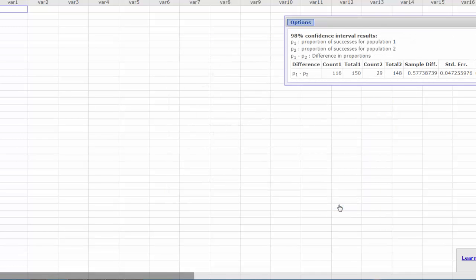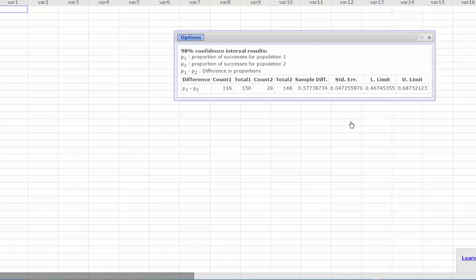We compute that, and we can see that we get the same result if we interpret it correctly. We have a lower limit of 0.46, an upper limit of 0.6, almost 8 or 9. It doesn't really matter because both of those numbers are positive, which means the interval never contains 0, which means we can reject the null hypothesis again.